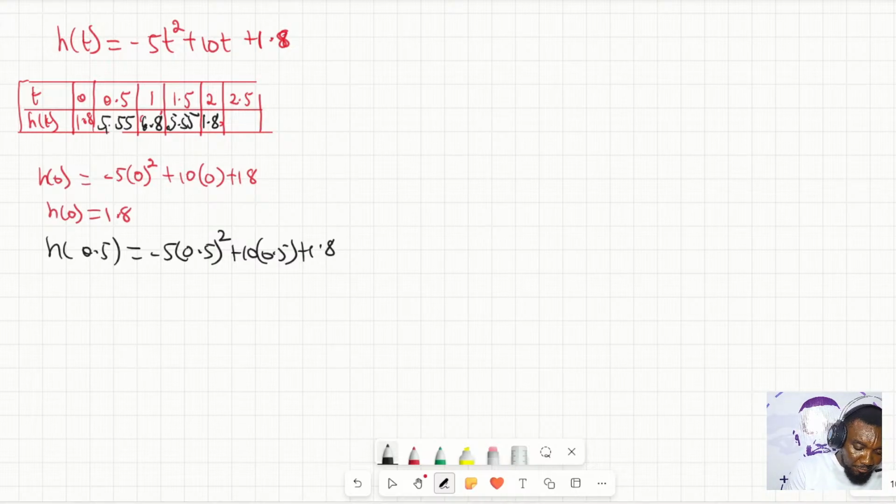So 2.5, what would that give us? It means we are going to have negative 5 multiplying 2.5 all squared, and then plus 10 multiplying 2.5, plus 1.8. So that gives us negative 4.45, not 4.45. It should be negative, so negative 4.45. As I said, because we get to the negative, I need to end here.